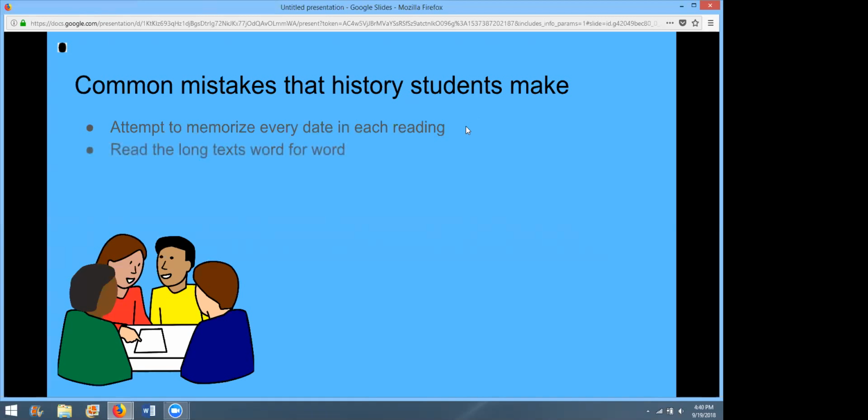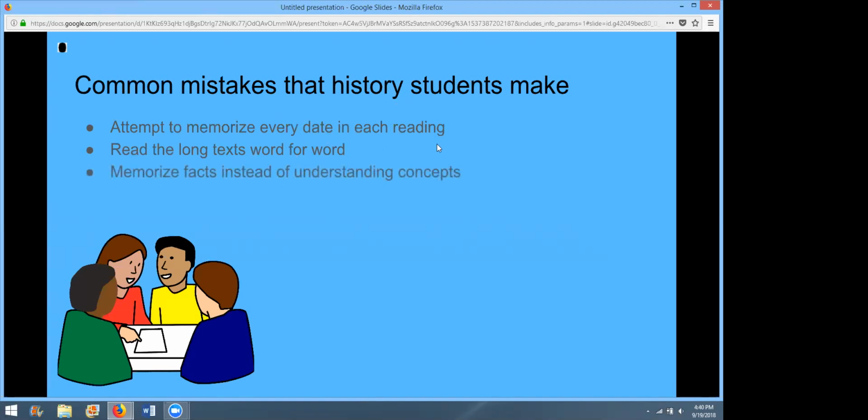Also, those long readings that we have, okay, I read word for word, and it took me hours to get done. Hours. And by the time I was done reading, I was too tired to even do the homework. Okay, so this is one big mistake that I find, and I know personally that history students make.